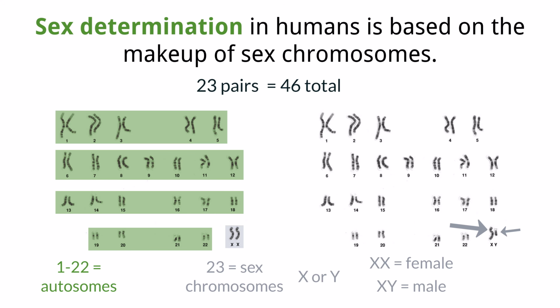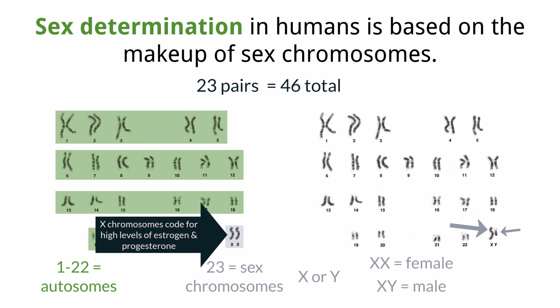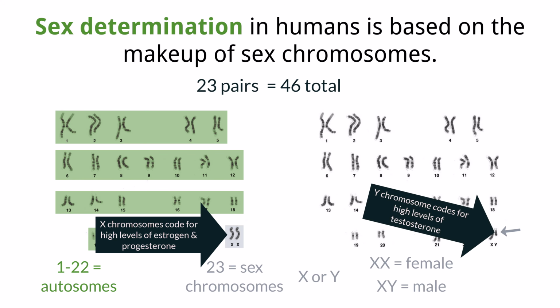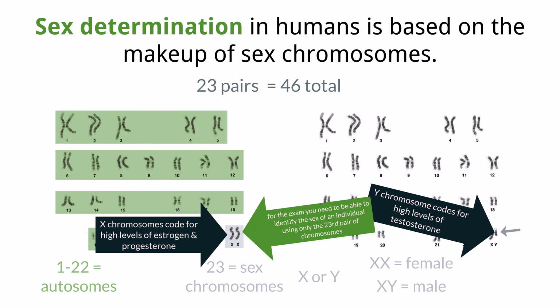Alleles on the X chromosome will result in high levels of estrogen and progesterone, resulting in the development of female reproductive organs. Genes located on the Y chromosome are responsible for the development of male reproductive organs due to high levels of testosterone. Since the Y chromosome is smaller than the X, it carries fewer genes, about 70 genes for the Y, and about 800 for the X. Using a karyogram, images as seen here, you should be able to identify the sex of an individual by simply viewing the sex chromosomes and determining if they are XX or XY.